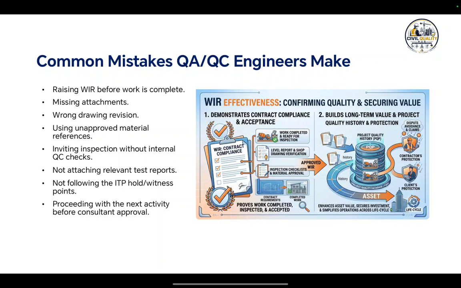Using unapproved material. Skipping internal inspections is also a common mistake. Ignoring ITP hold points and proceeding with the next activity before consultant approval. Ignoring consultant comments after receiving Code B: in a previous inspection the consultant gave a comment which should be followed for the next, same activity. These comments should not be repeated. Avoiding these mistakes can significantly reduce rejected inspections and improve your project's quality performance.